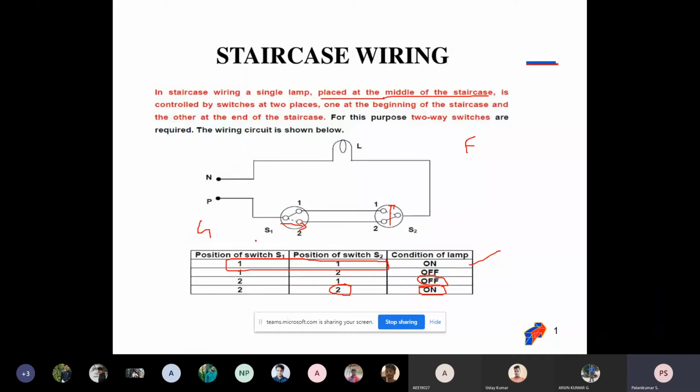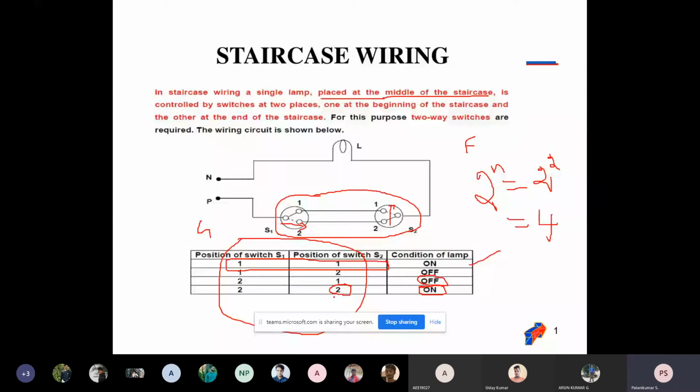So by which combination of operation, because there are only 2 switches. 2 switches in this case means 2 power n is the possibility of operation. So 2 power n is nothing but 2 power 2. Okay, so automatically 4 combinations are possible, 4 switching sequences are possible.